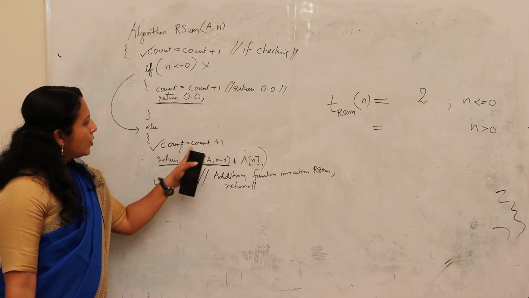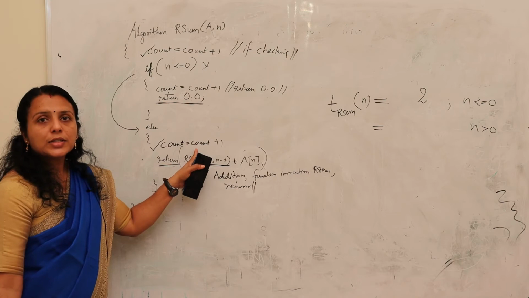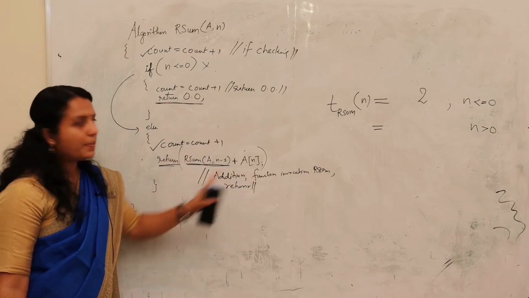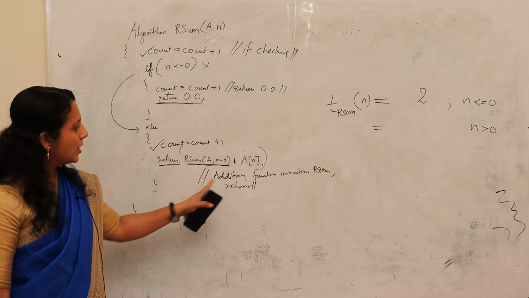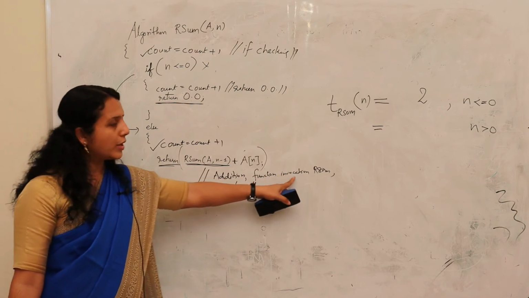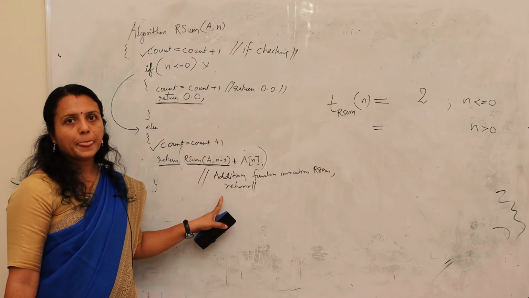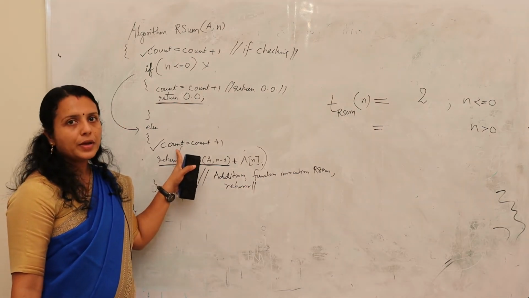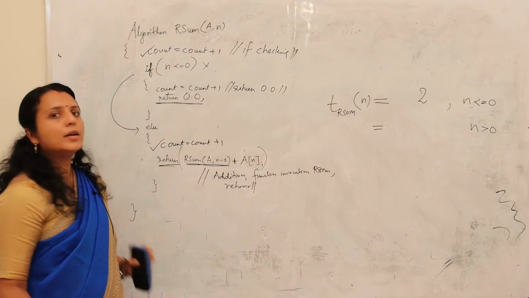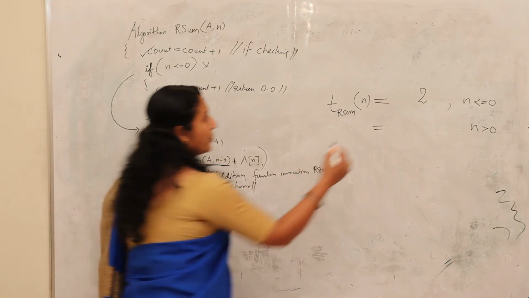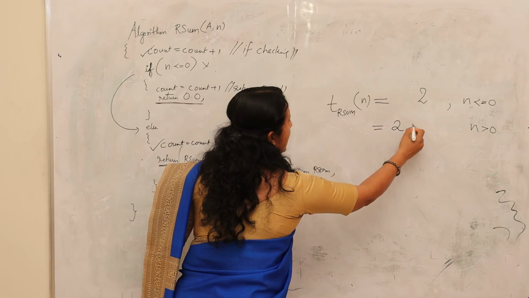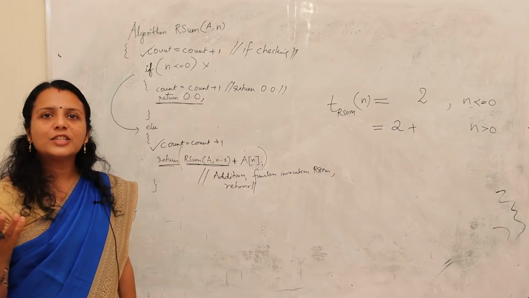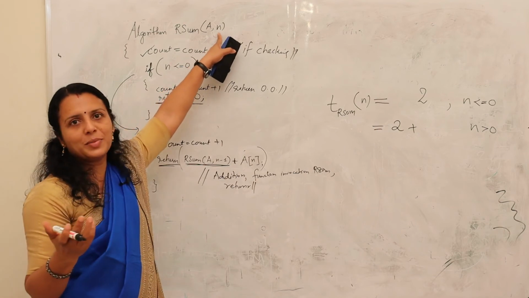Why is this count incrementation written? This count incrementation indicates these 3 operations. What are these 3 operations? Addition, function invocation and return. Okay, for these 3 operations this count has been written. So how many total counts are there? Again you will get 2. Okay, plus, so this 2 is for what? This 2 is for n number of elements.